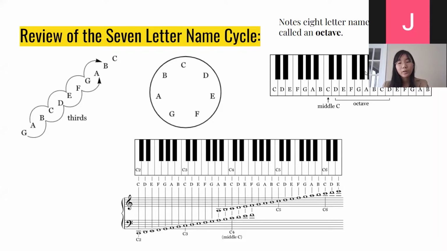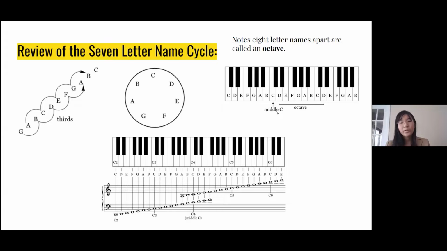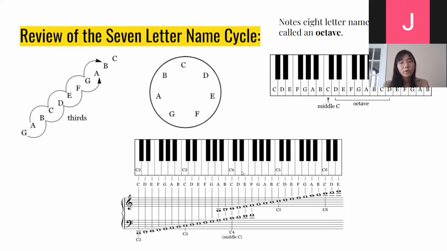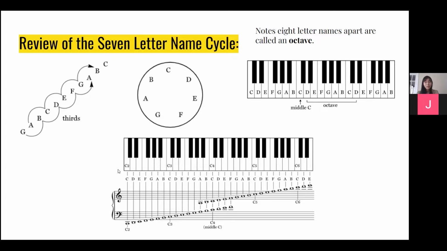So here you can see the keyboard, and here's middle C. Middle C, for those that are learning the keyboard, is a point of reference, especially for beginners, because it's the C that's in the middle of the keyboard. And if you look down here, this is a larger version of the keyboard, and middle C is also known as C4. So the numbers behind them just show which octave you are in.